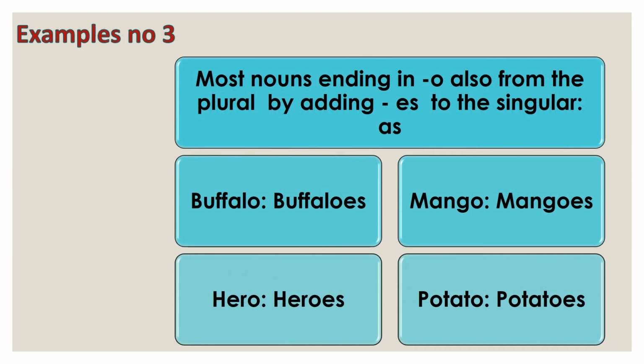Number 3. Most nouns ending in o also form the plural by adding es to the singular, as in buffalo. When we add es, it will be buffaloes. In mango, when we add es, it will be mangoes. In hero, when we add es, it will be heroes. In potato, when we add es, it will be potatoes.